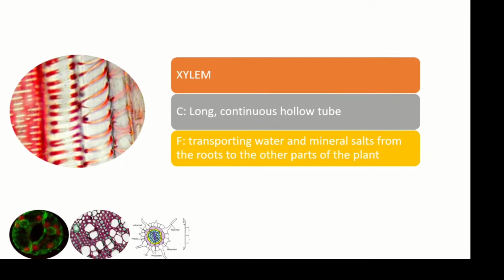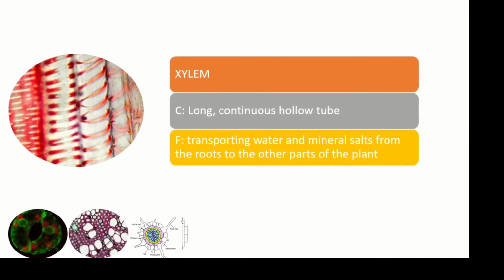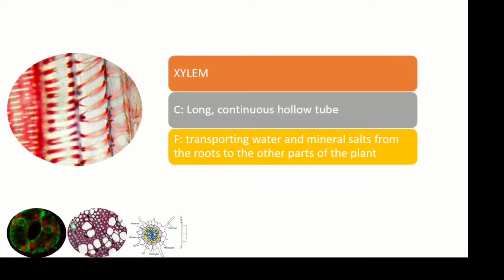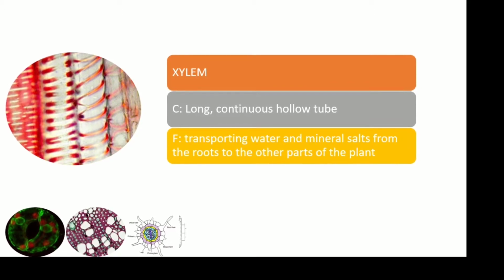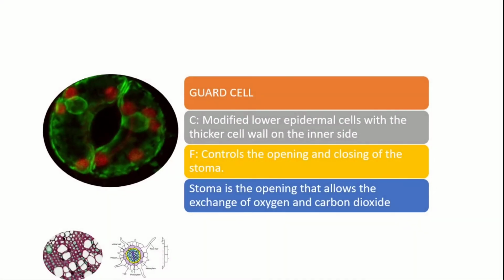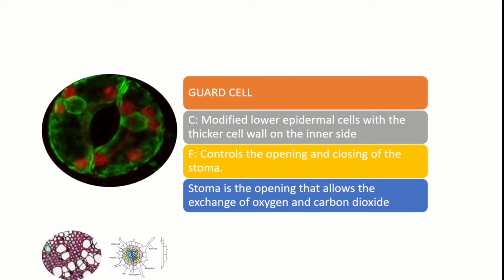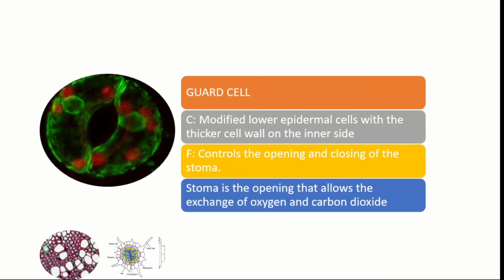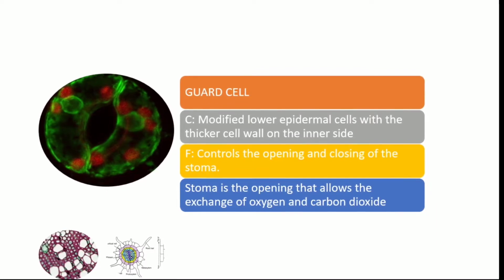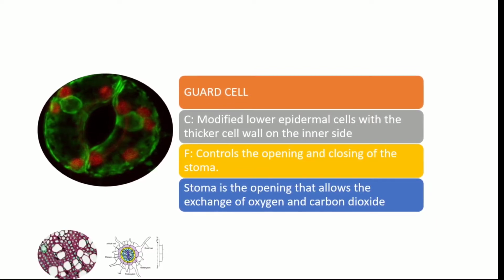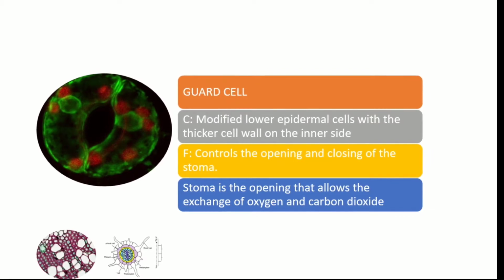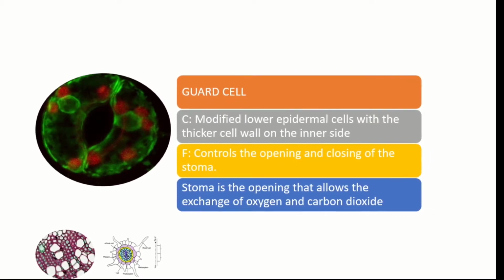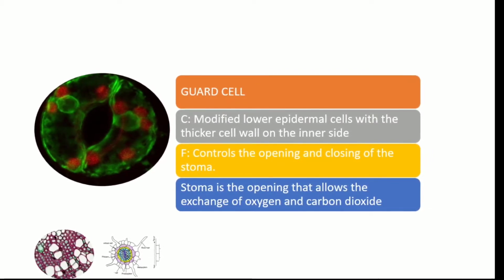Xylem is a long, continuous, hollow tube, and the function is to transport water and mineral salt from the root to the other parts of the plant. Next one is the guard cell. It is a modified lower epidermal cell with a thicker cell wall on the inner side. The function is to control the opening and closing of the stoma. Stoma is the opening that allows the exchange of oxygen and carbon dioxide.